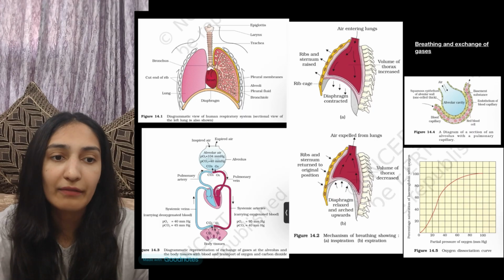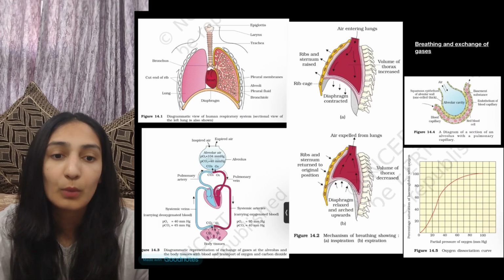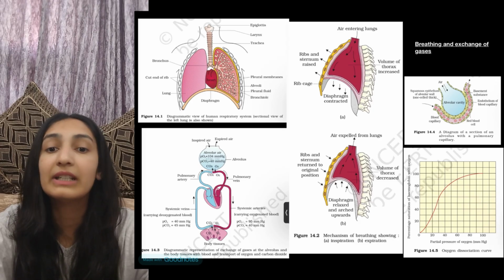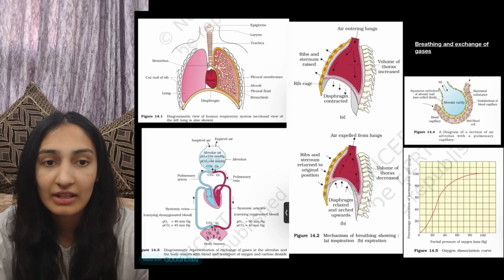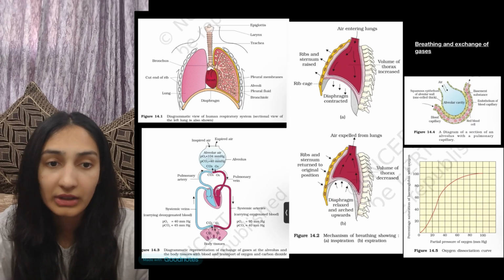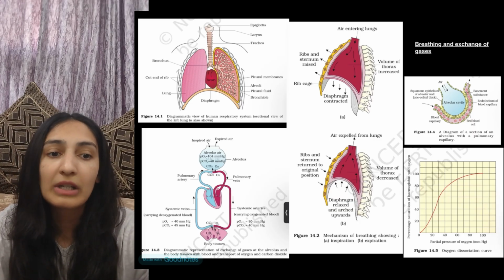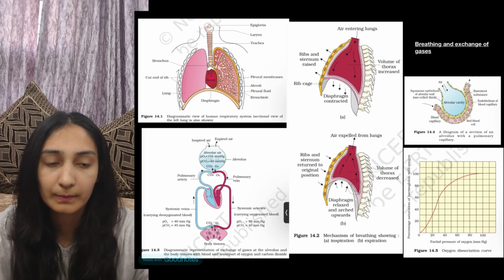Next, we have breathing and exchange of gases, starting off with figure 14.1 which shows a diagrammatic view of human respiratory system, in which a sectional view of the left lung is also shown. Starting off we have epiglottis, then larynx, then trachea, then we have bronchus, cut end of the rib, lung, diaphragm and heart, as you know, is in the center. We have pleural membranes, we have alveoli, we have pleural fluid and bronchiole.